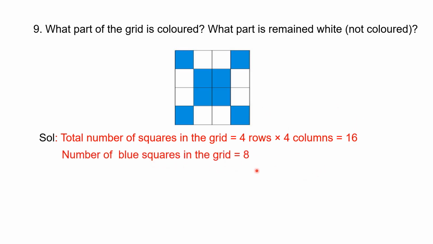Number of blue squares in the grid. You can count the number of blue squares. 1, 2, 3, 4, 5, 6, 7, 8. 8. Number of white squares in the grid. That is 1, 2, 3, 4, 5, 6, 7, 8. That is 8.